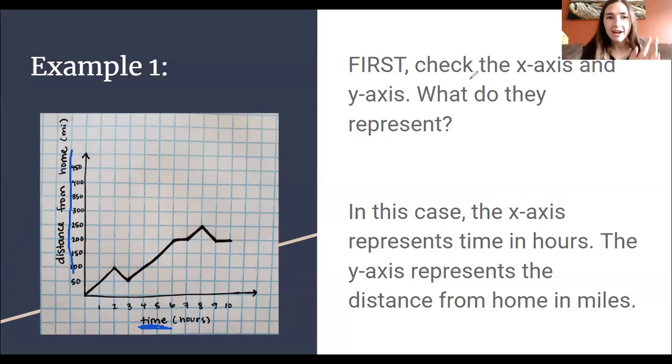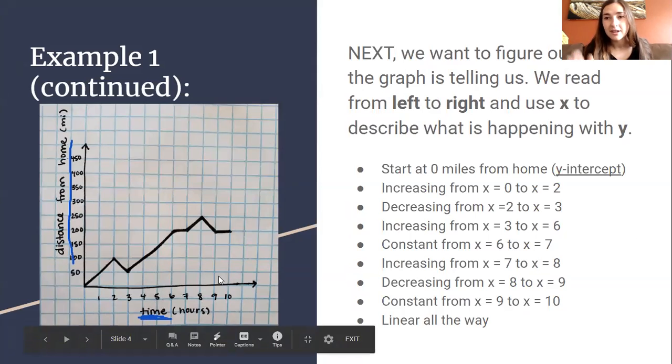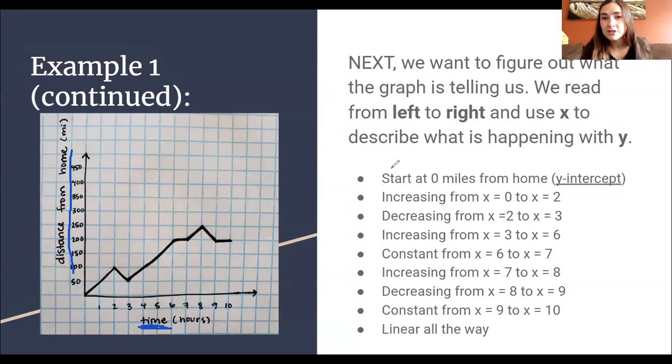So we can kind of start thinking about what kind of situation this graph is representing. Okay, so once we have figured out what the x and y axis represent, then we can start looking more at the features of when it is increasing, when it is decreasing. So if we look at this, we're going to read from left to right. Okay, so we're going to go step by step through this. We're starting at 0 miles from home. That's right here.